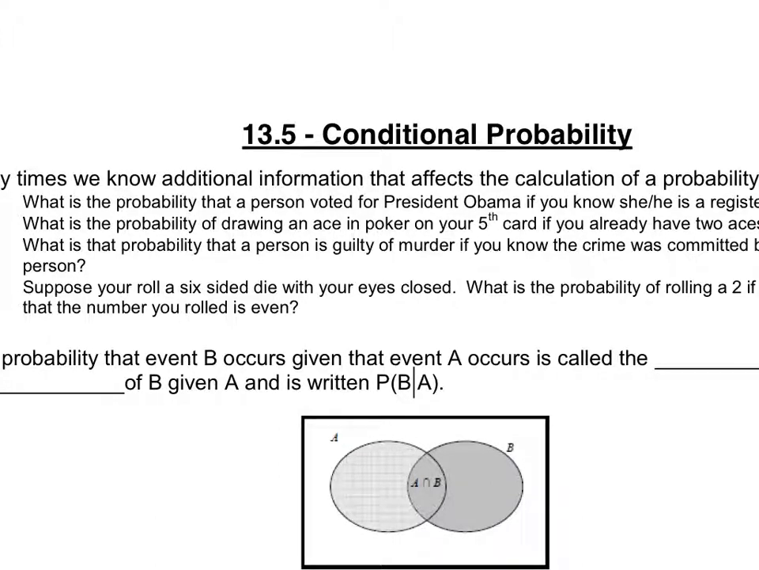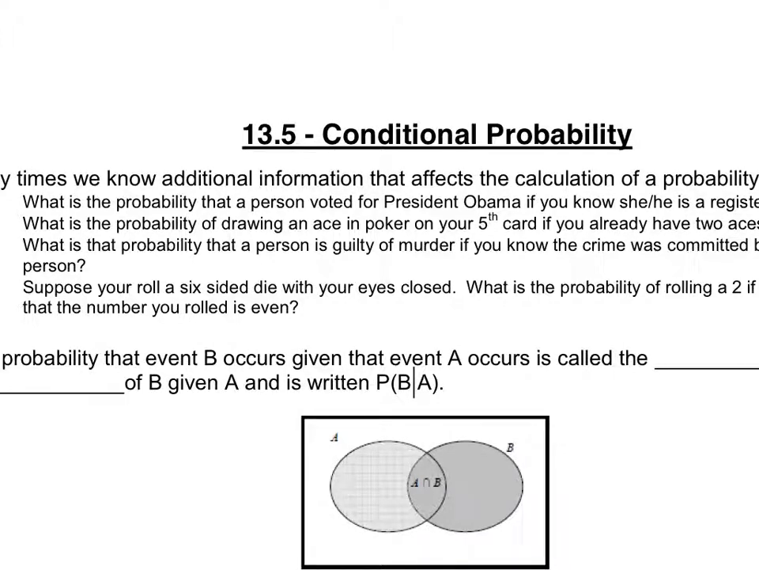Or, for example, suppose you roll a six-sided die with your eyes closed. What is the probability of rolling a 2 if you are told that you rolled an even number? Normally, the probability of rolling a 2 would be 1 out of 6. But then your friend tells you that you rolled an even number. Well, how many even numbers are there? There's 3. So it's 1 out of 3. Basically, it allows us to take our total number of outcomes and cut that list down.